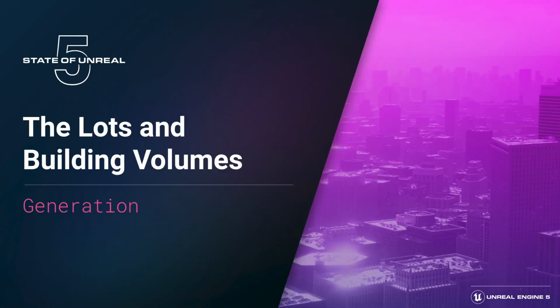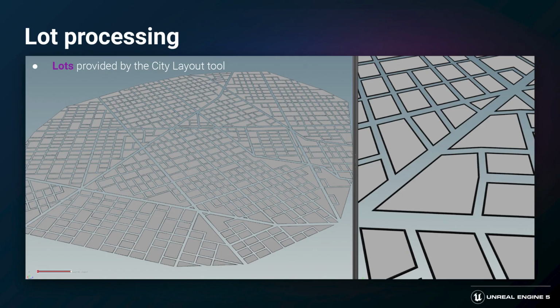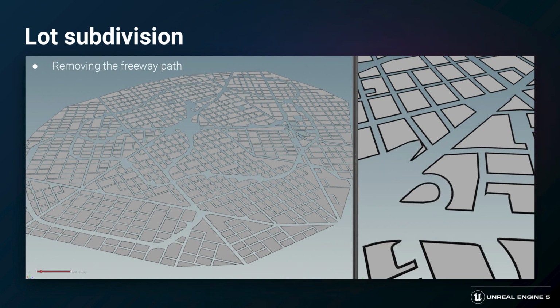With the road and the freeway generated, we can now move on to the lots processing and the building volumes generation. For the lots, we start from the basic lots definition provided by the city layout tool. Remember that it also carried the height information defined by the cityscaping we had done earlier on. We first need to ensure that we won't rise buildings where the freeway is, so we remove it.